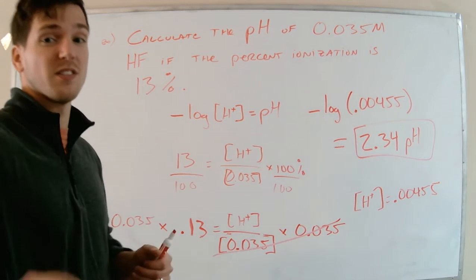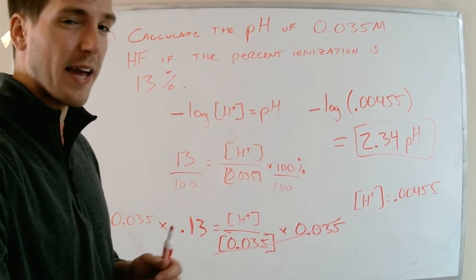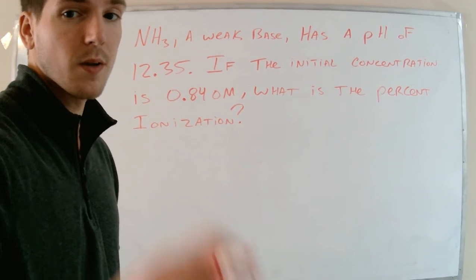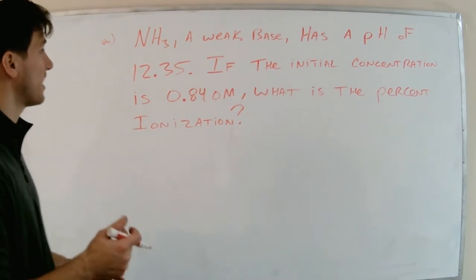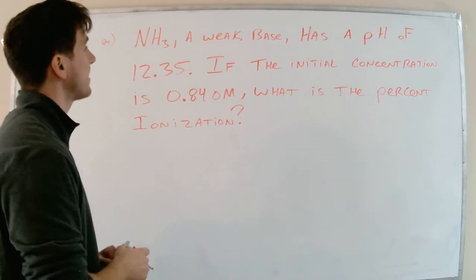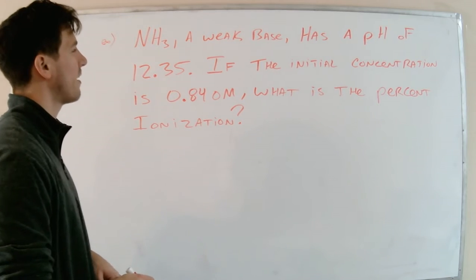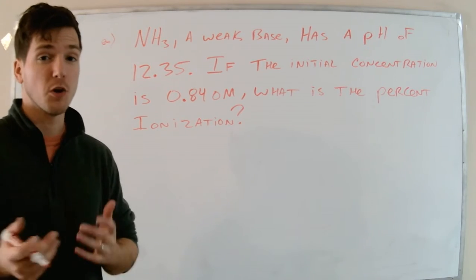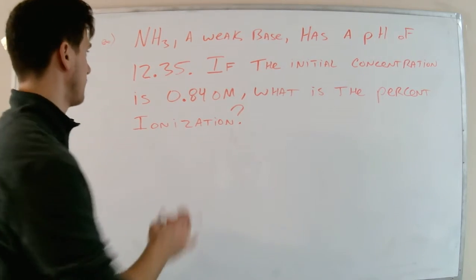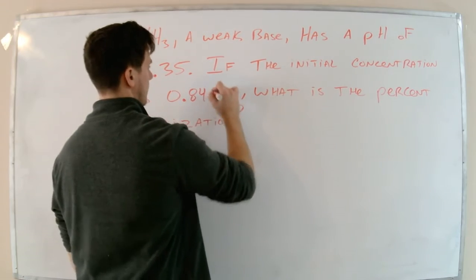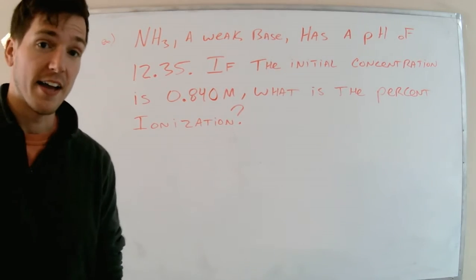Let's go ahead and do this again, but this time let's switch it up with adding a little bit of base. All right, everybody, here I have NH3, a weak base. It has a pH of 12.35. If the initial concentration is 0.840 molarity, that looks weird. What is the percent ionization?